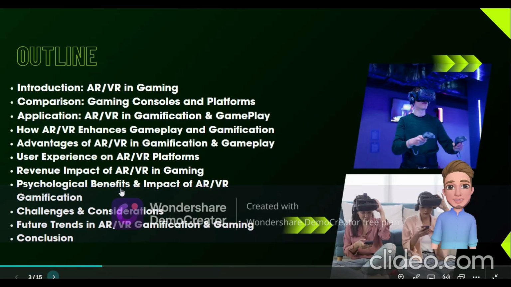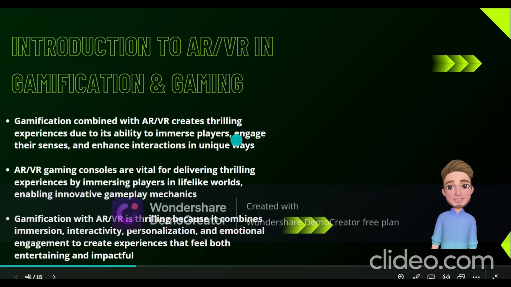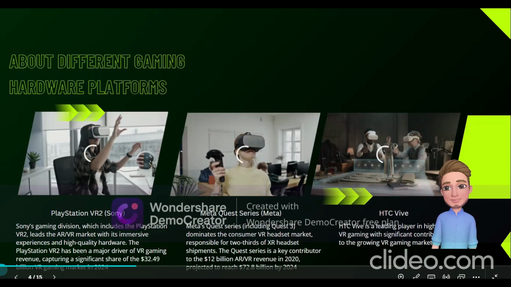So let's talk about the outline, how exactly we are covering throughout the game. Let's talk about what outlines we are covering at this moment. We'll cover different kinds of games, the three being PlayStation VR 2, the Meta Quest series, and HTC Vive. So let's talk about them one by one. One is PlayStation VR 2, Sony.